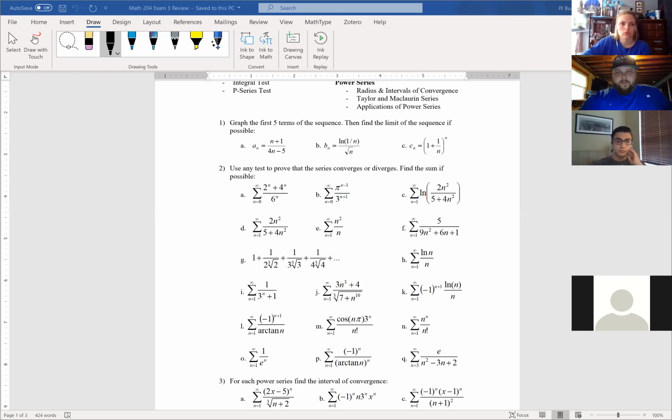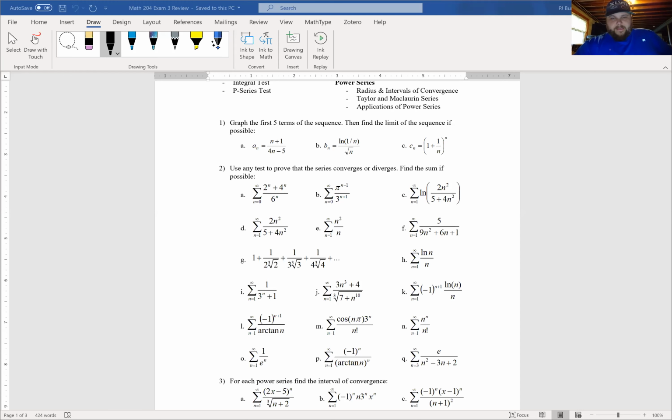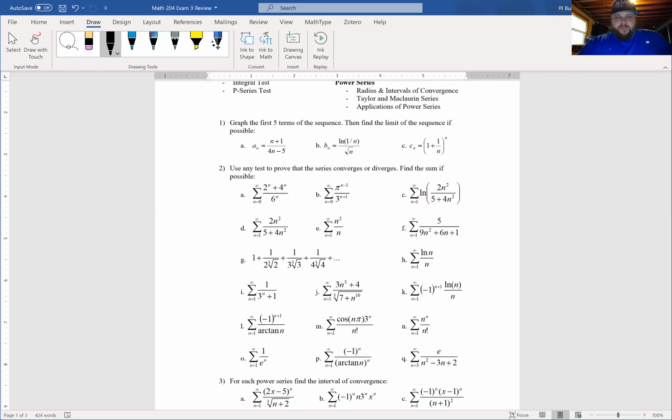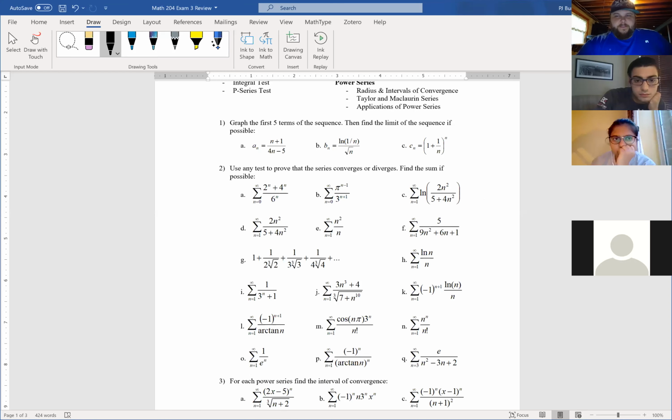Just a quick idea: at some point, I think we should look at these problems here, and I will ask you to tell me which type of series you think it is, or what you would use to solve it. I think that's a good exercise.